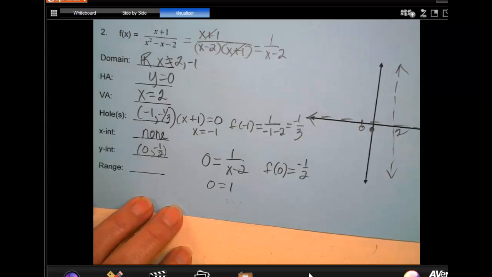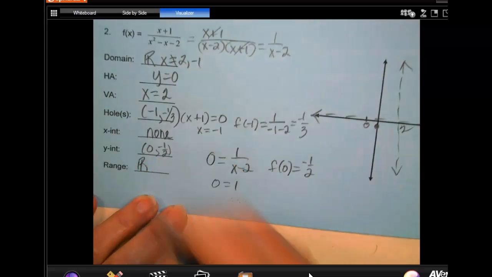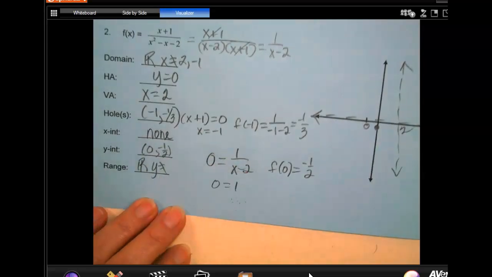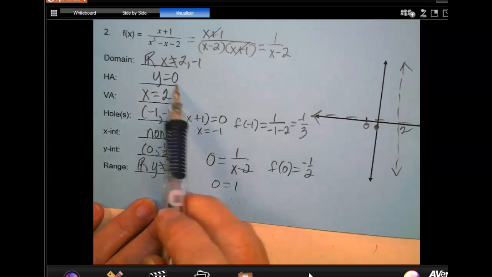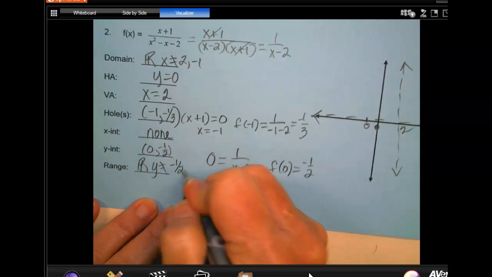So my range is my y values, right? And so we want all real numbers except what can y not equal? It can't equal negative 1/2, and I heard somebody else say the other one. What's the other one it can't equal? Where's the horizontal asymptote? 0. So we can't have negative 1/2 and 0.